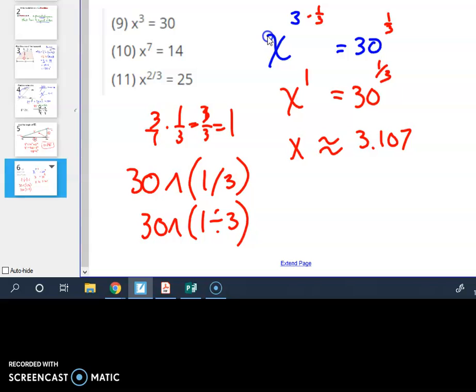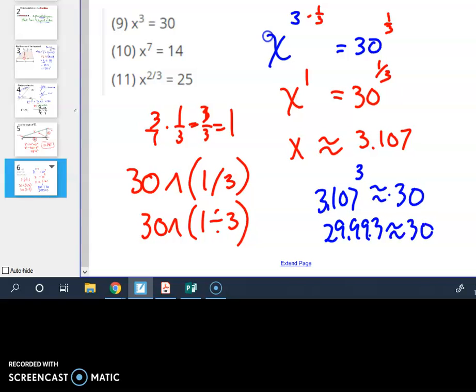If I put that in the calculator, 3.107 to the 3rd power, I should hopefully get an answer that's very, very close to 30. So 3.107 cubed is 29.993, which again is very close to 30. So that's the first one. Why don't you turn the video off and see if you can complete problem number 10. Turn the video back on when you are ready to continue. But again, you can always check your answer and take it to the 7th power, and you get something close to 14.